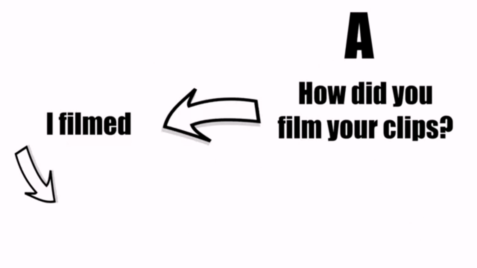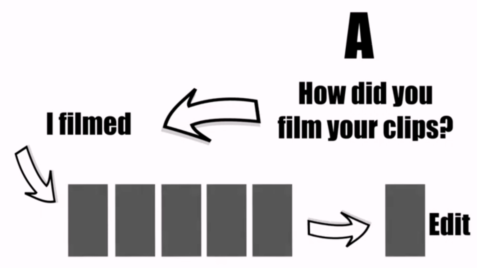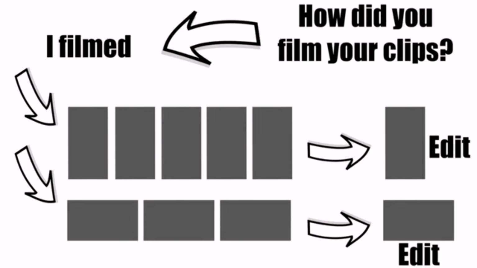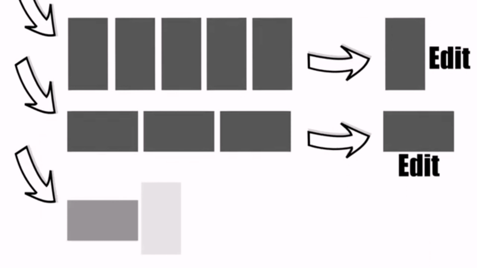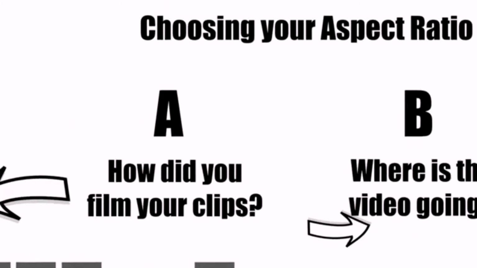If you filmed all your clips upright or in portrait mode, then you will also obviously want to edit in portrait. If you filmed in landscape, then edit in landscape, regardless of what you want the final to be. But if you have a mix of different types of clips, and I urge you to please avoid this because it's terrible, then look at option B and choose based on the platform preferences.